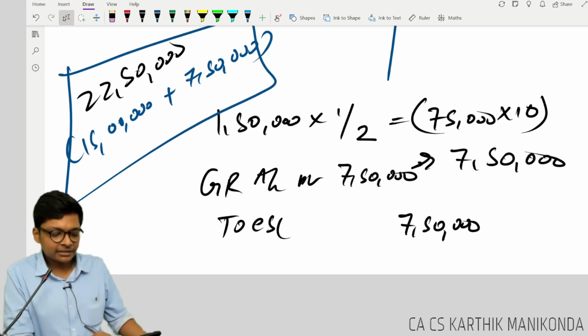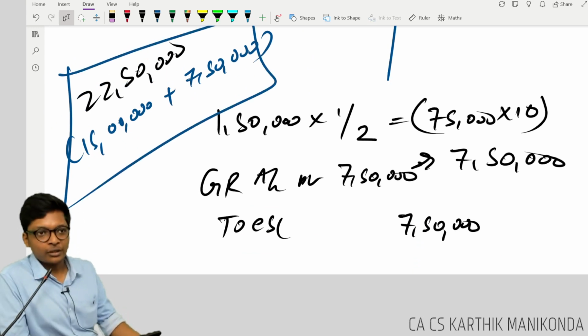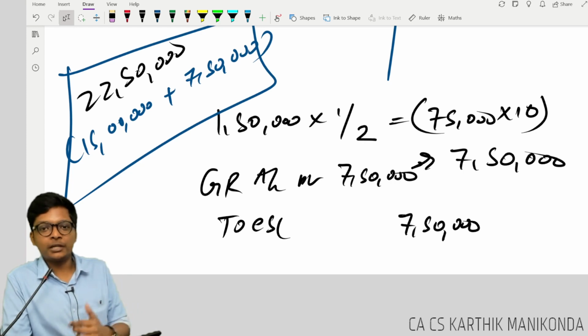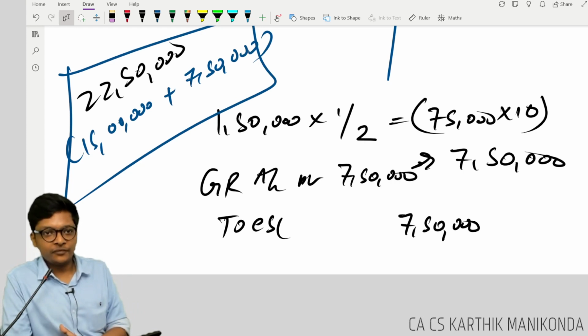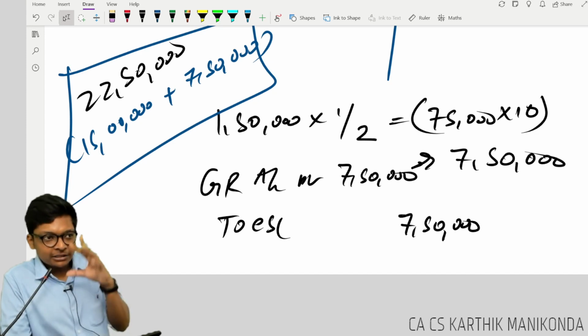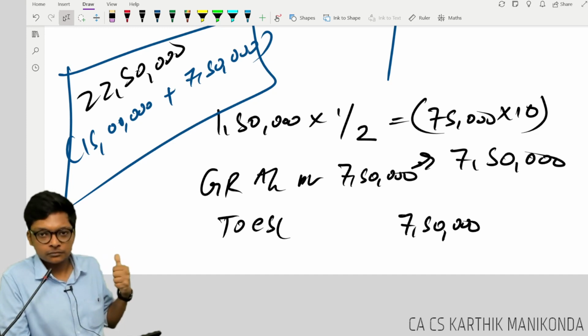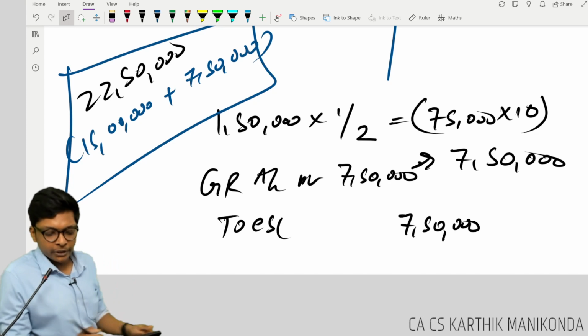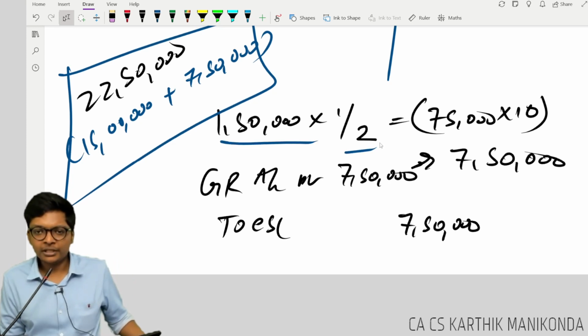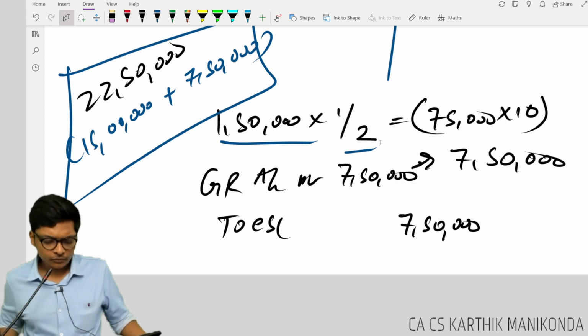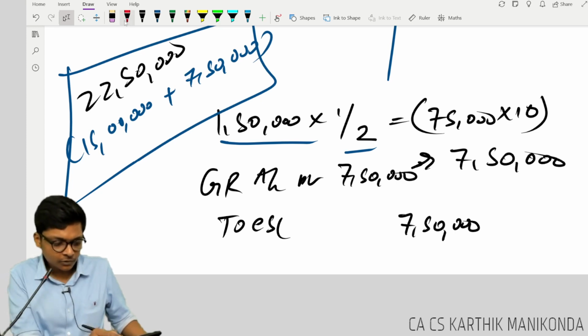Are you following, guys? Bonus, are you understanding? Now we have to repeat all the 6 steps again. 22 lakh 50. Are you understanding, guys? Anybody has doubt in bonus computation? How into 1 by 2? 1 lakh 50 into 1 by 2. We got 75,000 into 10.